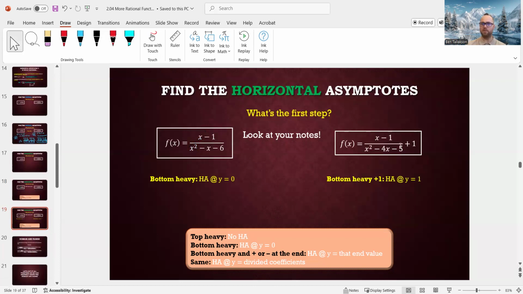And the other is also bottom heavy, but you're adding 1. So what does that mean? There's a horizontal asymptote at y equals whatever that end value is. So y equals 1.